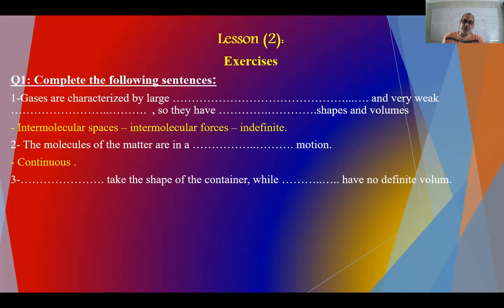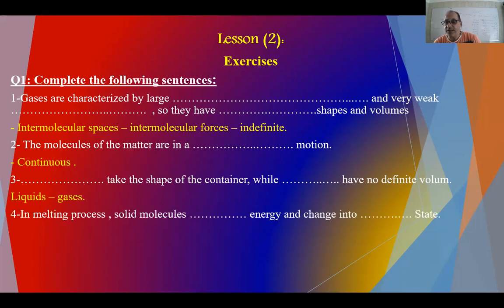Dots take the shape of the container while dots have no definite volume. Since they have no definite volume, we are talking about one thing only, which is the gas. But it takes the shape of the container, it might be liquids and gases, but the closest for us is liquid. So liquids take the shape of the container and gases have no definite volume.